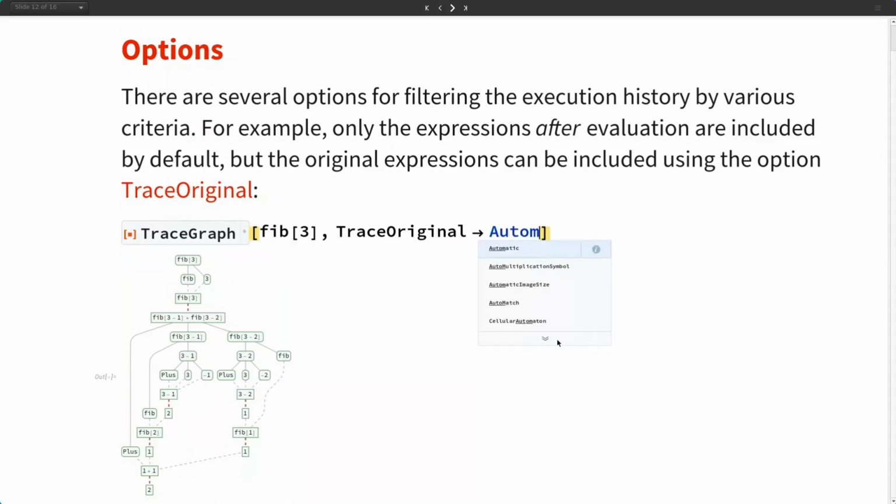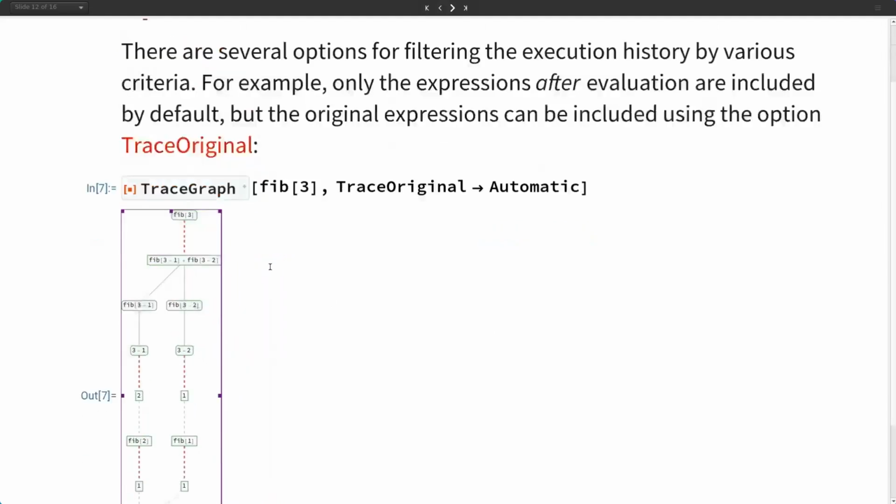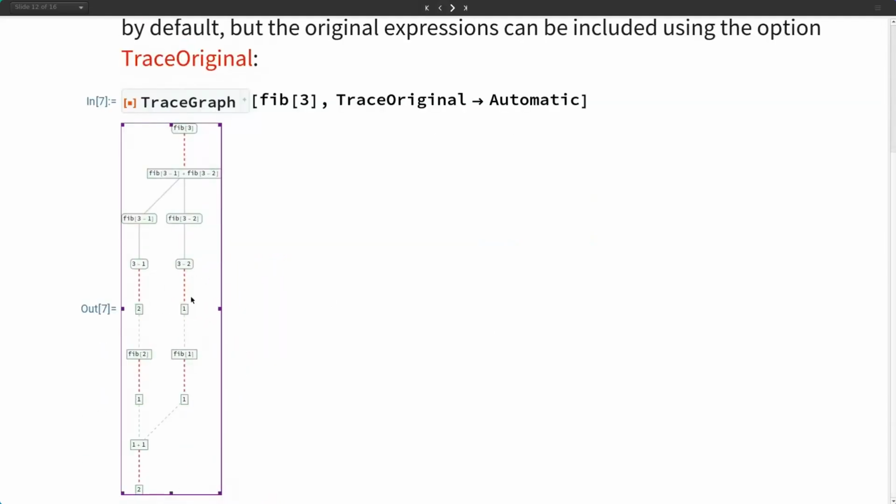Another extension we made pretty recently is you can now say TraceOriginal goes to Automatic. This will give us the smaller graph like before, where you only see the interesting parts, but it makes sure that nodes get labeled. These nodes here are the expressions before evaluation. And so with TraceOriginal goes to Automatic, we get to see what those expressions were, in addition to the results that they give.